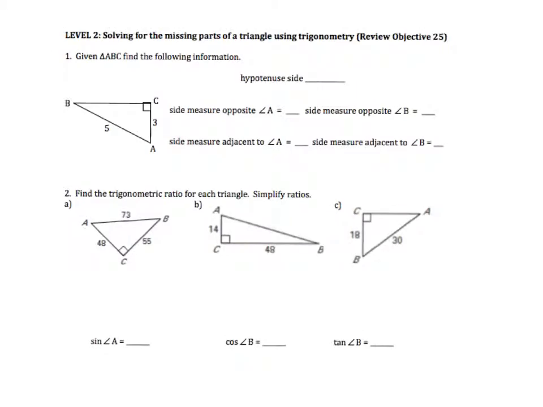All right. So in level twos, we're finding missing parts of the triangle using trig. This part is the review. So given ABC, find the following information. First, we want to locate the hypotenuse side. Hypotenuse is always the one that's across from the right angle, so this is going to be 5. Then the measure opposite angle A, and then the measure adjacent to angle A. So we're working with these two right here.